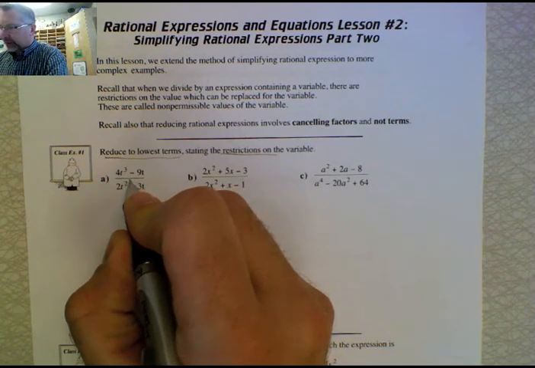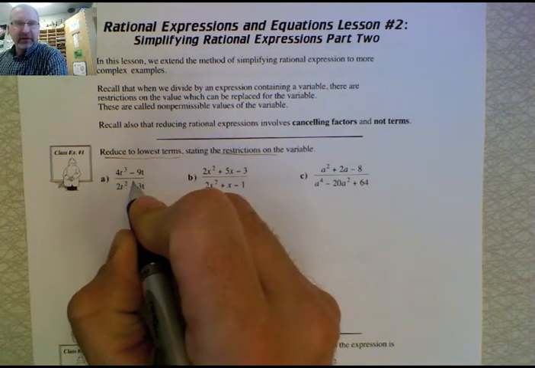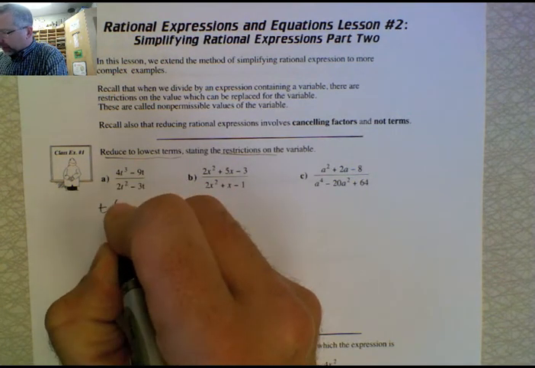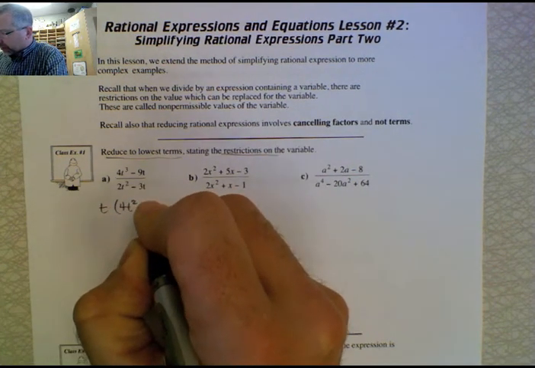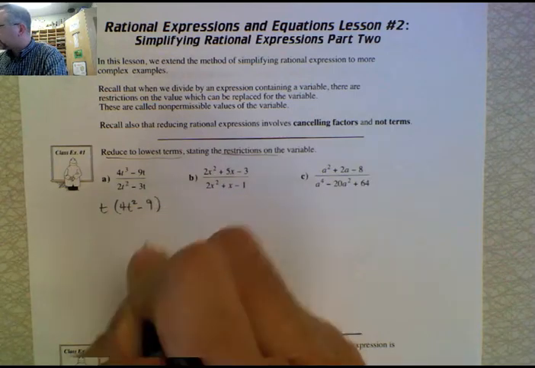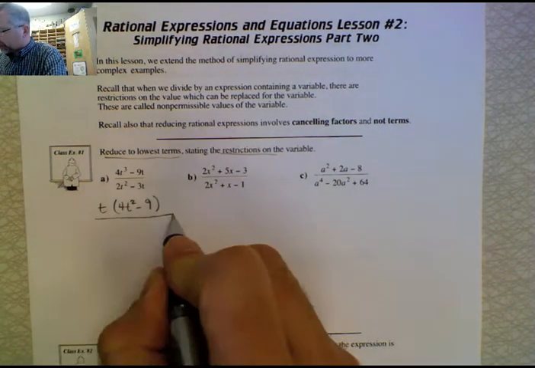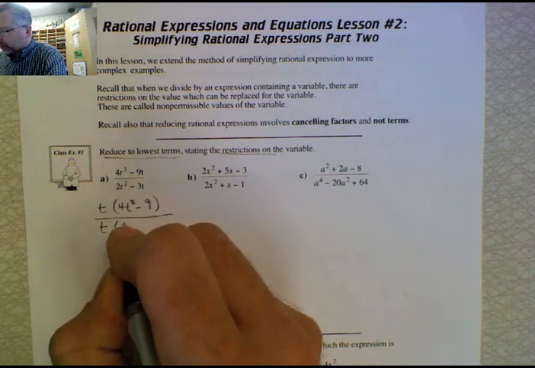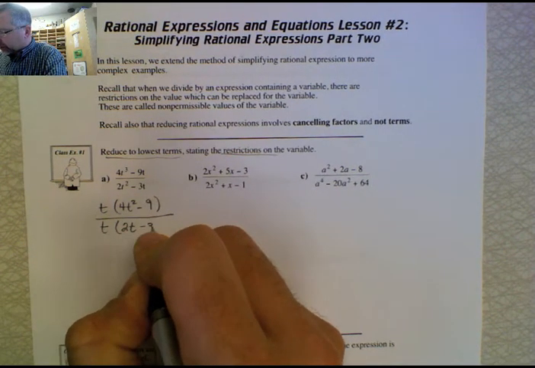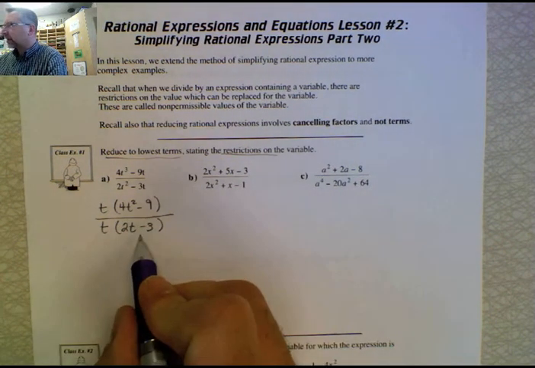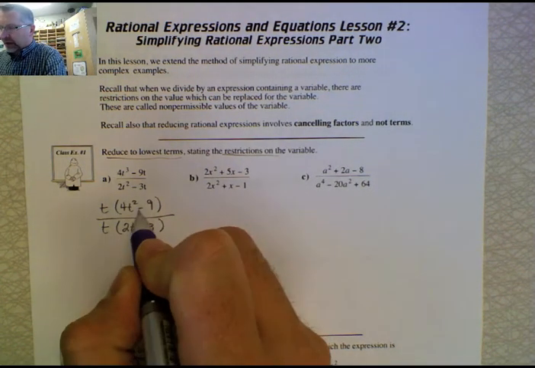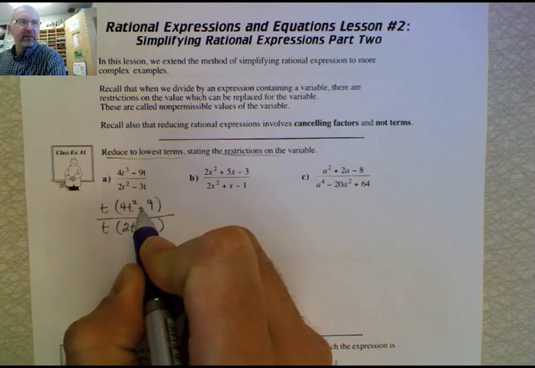Remember, the first thing that we have to do is take out a common factor. If we look at the numerator in this first example, our common factor is t, and we are left with 4t squared minus 9. In the denominator, we also can take out a common factor of t, and we're left with 2t minus 3. Now, there's nothing else we can do to factor the denominator, but we can factor the numerator. We have a difference of squares here.